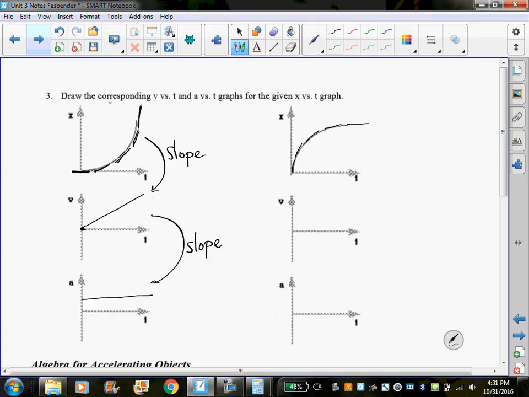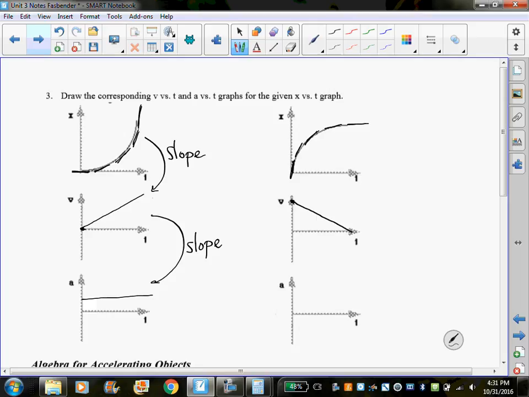And the tangent lines appear to start with a very, very steep positive slope. That tells me that I must start with a very, very large positive velocity. Now, as these tangent lines move on, they become less and less steep until finally at the end it looks like we have a slope of 0 for our tangent line. So that tells me that my velocity is getting smaller and smaller until I finally have a velocity of 0 at the very end.